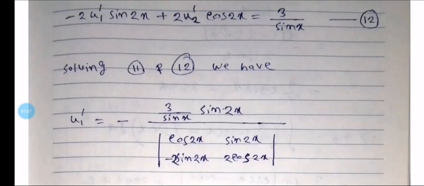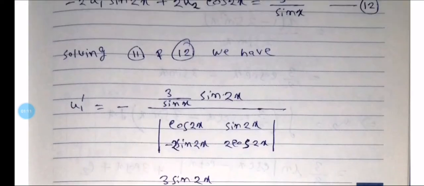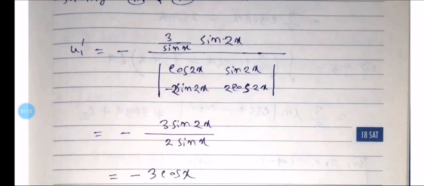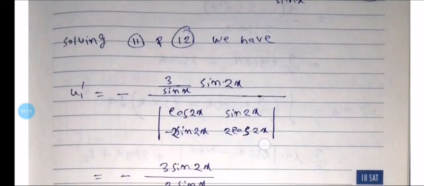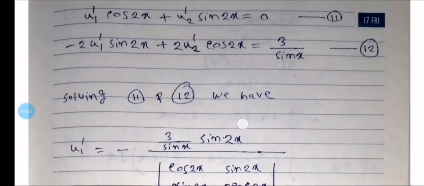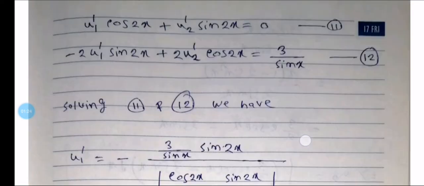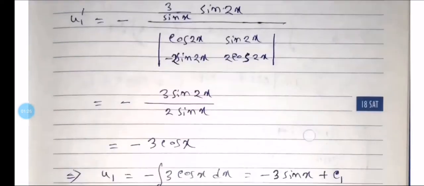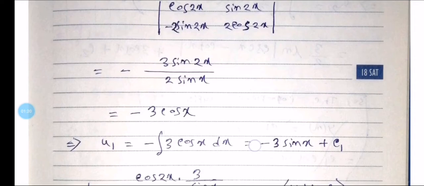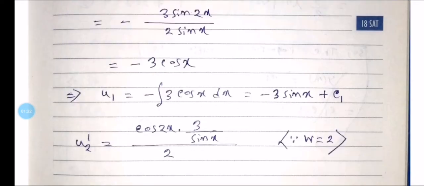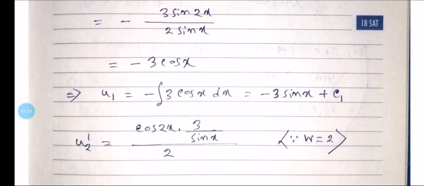Solving for u1', we can write minus y2 r by the Wronskian, which is the determinant of cos 2x, sin 2x, -2 sin 2x, 2 cos 2x. Solving this we will get, ultimately, u1' = -3 cos x. Integrating, u1 = -3 sin x + c1.